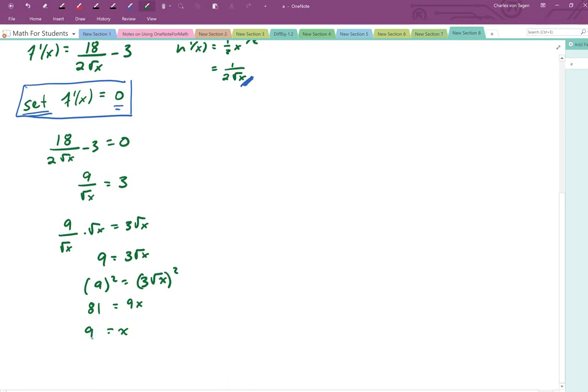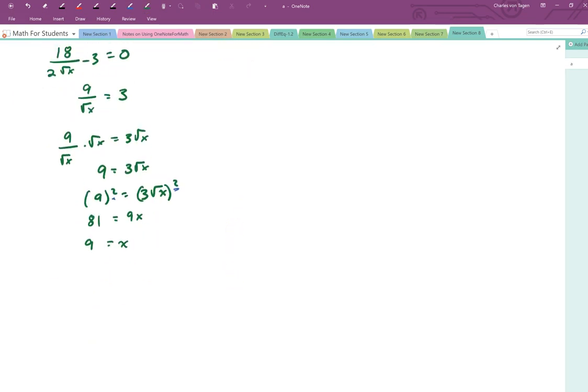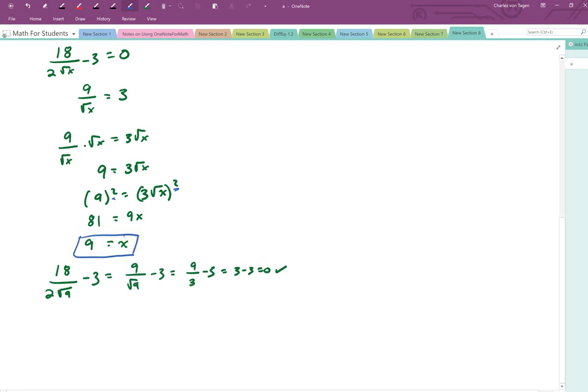Now, because we at one point squared both sides of the equation, we should check to make sure that there are no extraneous solutions here. So I should actually double check that 9 works in this problem. If we go back to the original derivative, 18 over 2 radical 9, plugging in 9 for x, let's see what we get. Well, we get 9 over radical 9 minus 3, which is 9 over 3 minus 3, which is 3 minus 3, which equals 0, which is what we intended it to be. So this is indeed a 0 of the derivative.